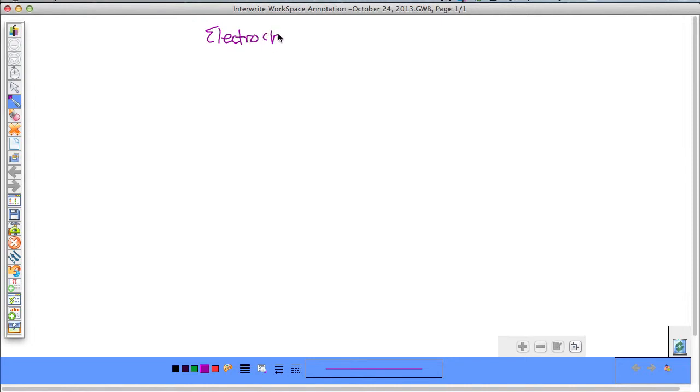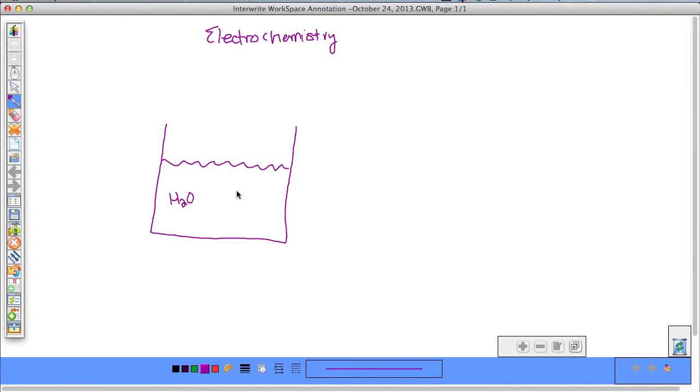So here's electrochemistry, and I thought I would just do an example of maybe an electrolysis of a metal in water. So that one might come up, and that's kind of an interesting one. So let's say that we have the water right here. So we've got H2O, and let's say that in this H2O is copper ions. So we got copper ions in there, and we're going to go ahead and do some electrolysis.